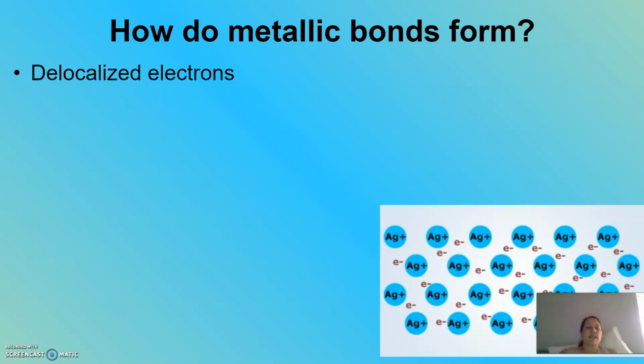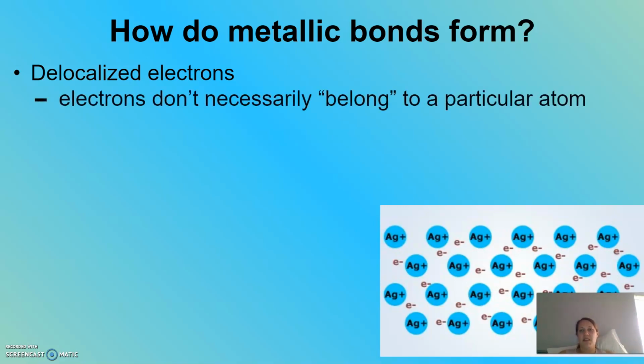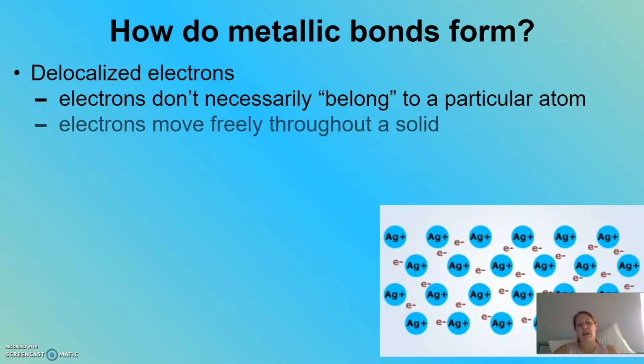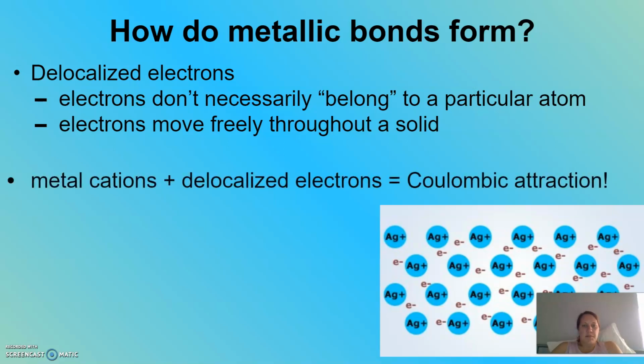So we call these electrons in the sea of electrons delocalized electrons, because they don't have a home. They don't necessarily belong to any particular atom. They just float around aimlessly, bouncing from cation to cation, and they move freely within the solid. So if I take the metal cations, the center that's left behind, and the delocalized electrons, I can see that there's some Coulombic attraction there.